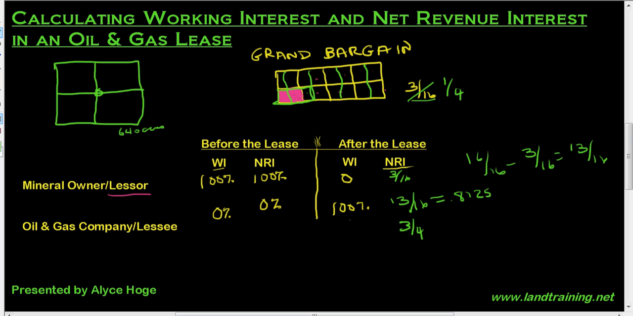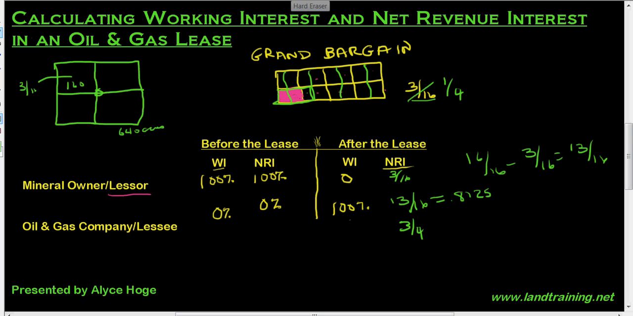Let's say it says that you can only have one well for every 640 acres. So this is our lessor here, and the lessor owns 160 acres out of this 640. Let's say they have a 3/16 lease.